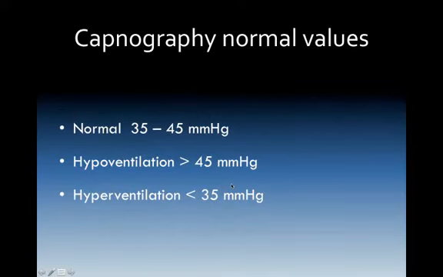Capnography normal values. Normal values for capnography are going to be 35 to 45 millimeters of mercury. Hypoventilation, we're going to see a capnometry level greater than 45. So as our body starts retaining CO2, the CO2 levels start to rise, and we'll see this in the gas sampling. Hyperventilation blows off too much CO2 and it will be under 35 millimeters of mercury. So low CO2s. 35 to 45 is the normal CO2 level.